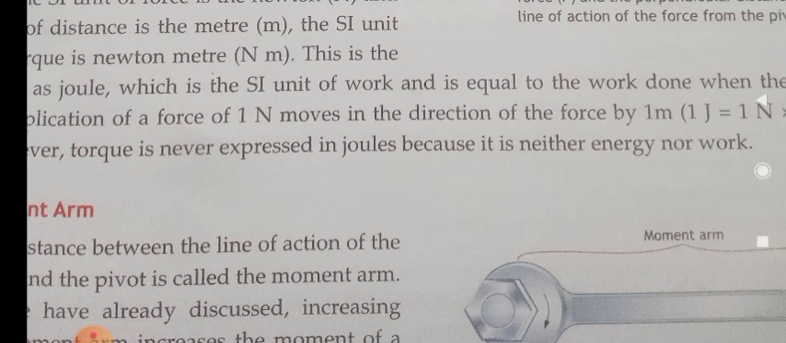Moment arm. Increasing the moment arm. If the moment arm is increased, the moment of force will be increased. Okay, moment arm is increased means the moment of force will also be increased. Keep in mind, the distance between the pivot and the line of action of force is said to be the moment arm. If this moment arm is increasing, then the moment of the force will also be increased.